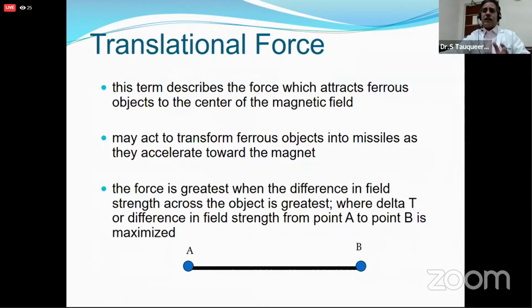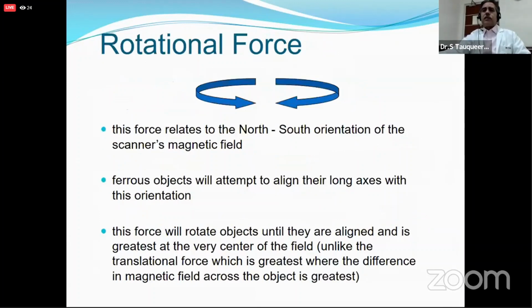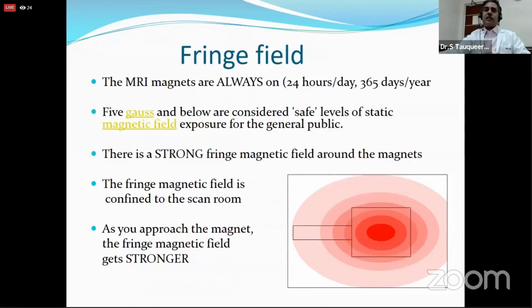So when somebody enters the MRI suite, at the entrance, the translational force will be maximum because it depends upon the difference in the magnetic field across the object. This can cause the projectile effect. The rotational force tries to align the object along the long axis of the magnet. The translational force is the most dangerous because all the projectile things can be attributed to the translational force.